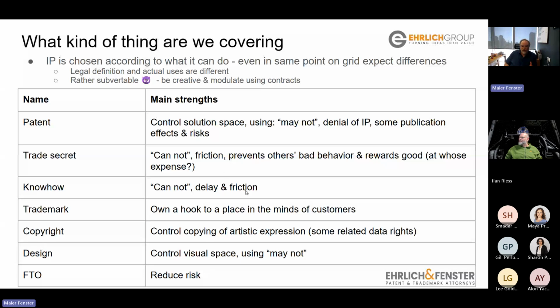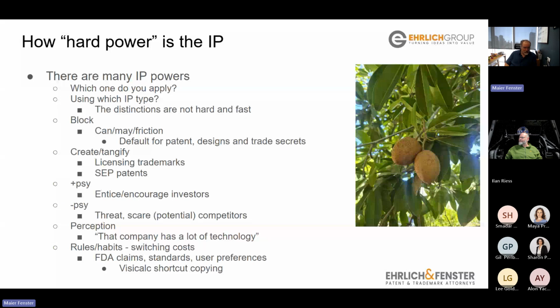Fine, I have IP. And let's talk, for example, about patents, but it's just as relevant for other IPs. And the question is this: hard power or soft power? For example, I could use IP to block a competitor. So that's the default, remember that word, for patents, designs, and trademarks. Usually people file a patent, design, and trademark by default in order to block somebody.